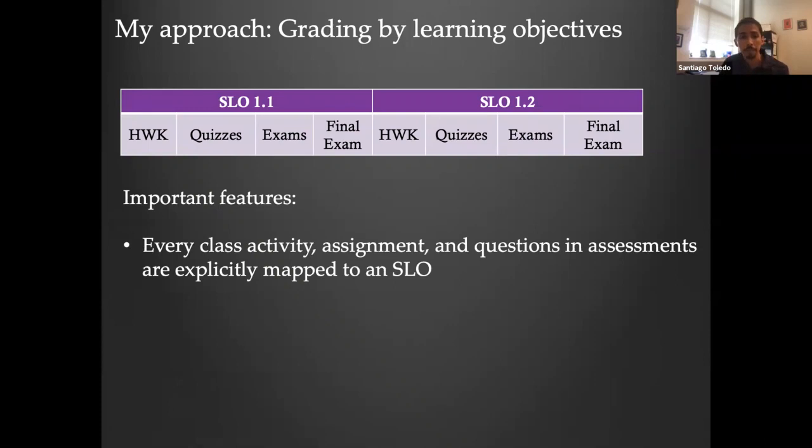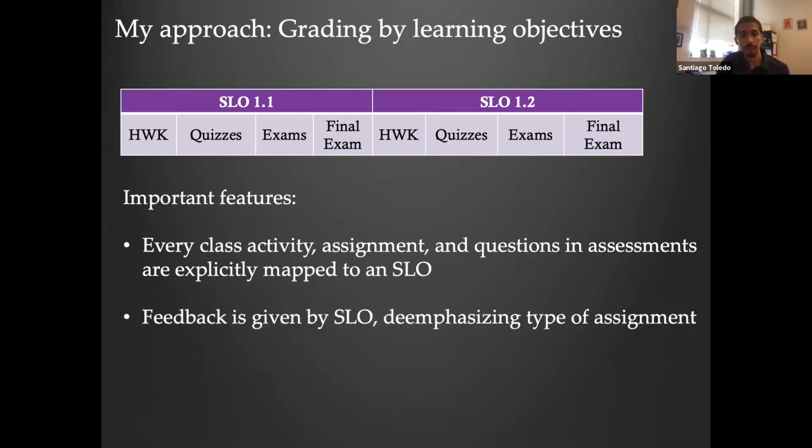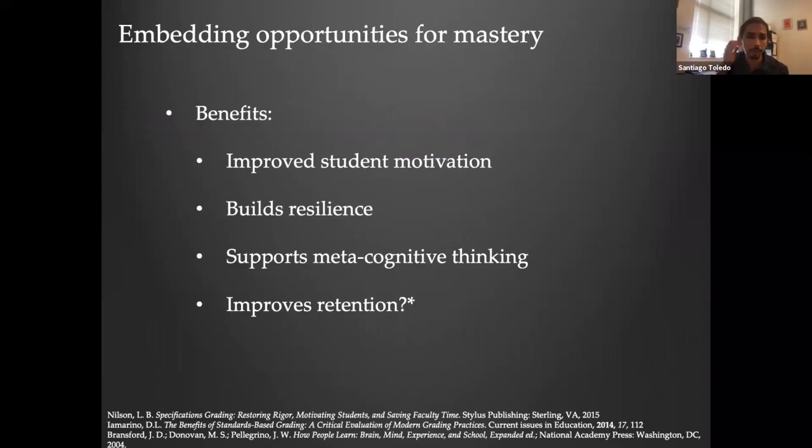The students get that mapping, so they know that we are currently engaging in an activity related to SLO 1.1, or that the homework they're going to do that evening is associated with SLO 1.1, or that the assessment coming up next week is associated with SLO 1.1. So everything is explicitly mapped according to the learning objective. As I said, feedback is given by SLO. I try to de-emphasize the type of assignment as much as possible.